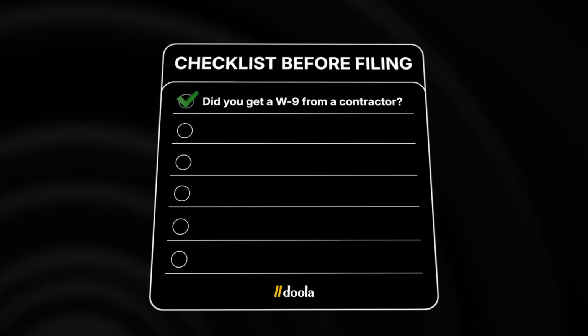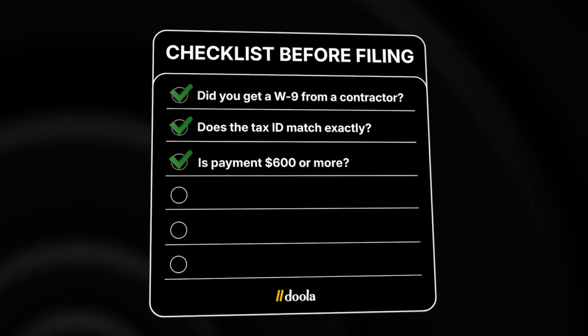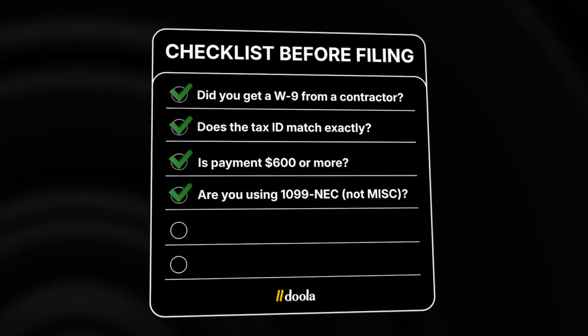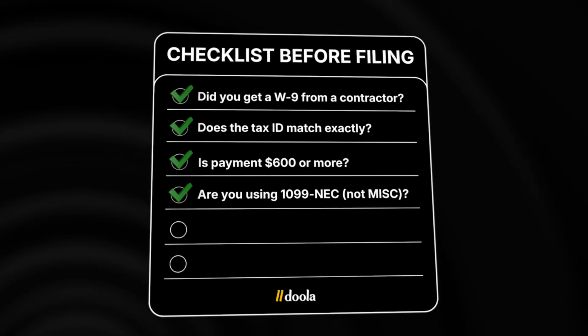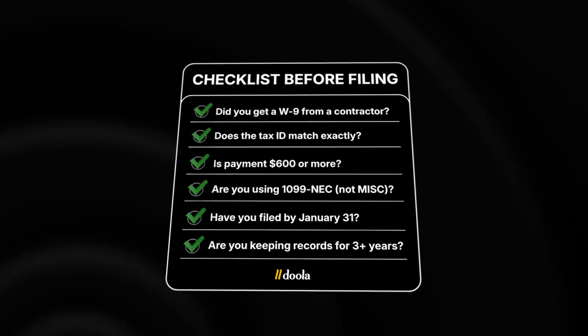Did you get a W-9 from a contractor? Does the tax ID match exactly? Is payment $600 or more? Are you using 1099-NEC, not MISC? Have you filed by January 31st? Are you keeping records for 3+ years? And let's go through this list step by step.